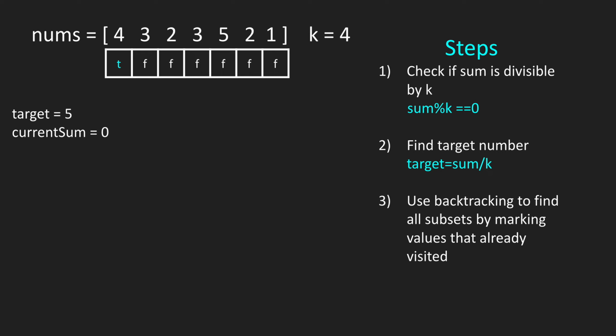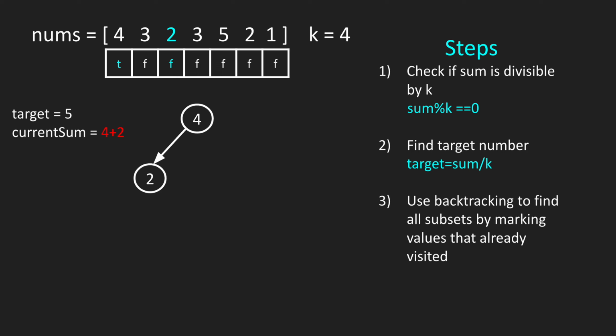For example, we start with index 0, with the 4, and we set that value to true and add it to the current sum. Now we generate all possible scenarios, starting first with the 3. 4 plus 3 gives us 7, which is more than our target value. So we backtrack. We're not even exploring that option because 4 plus 3 is more than 5, so we move to the next one.